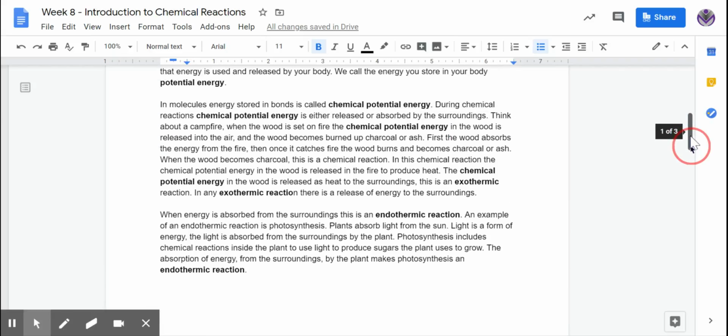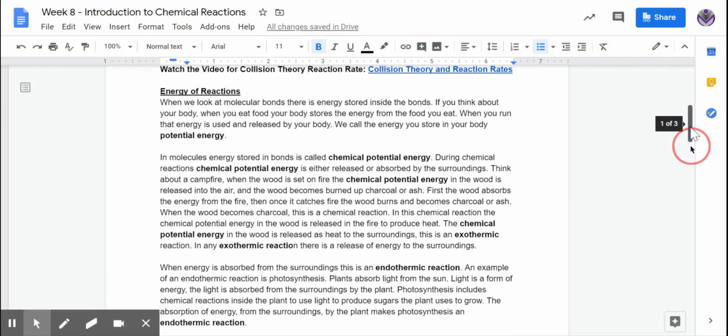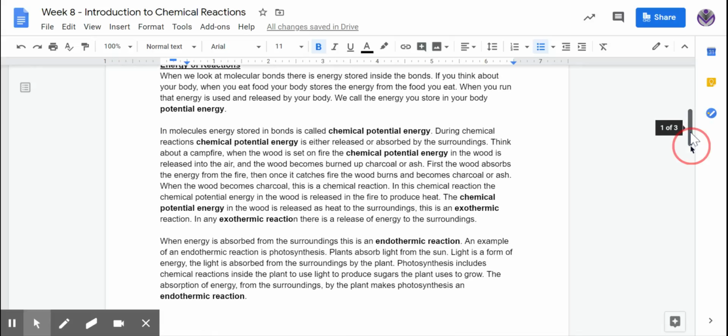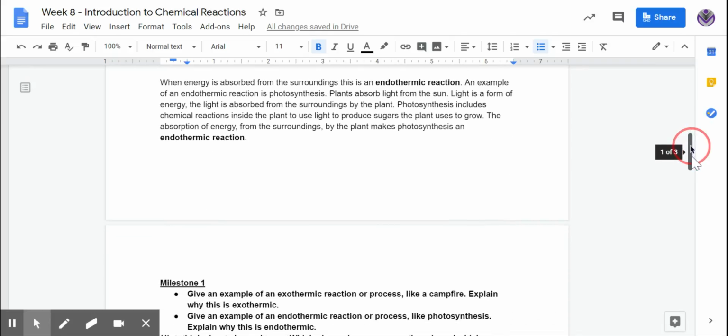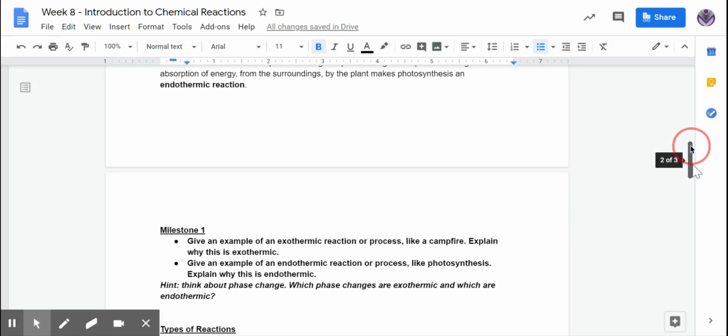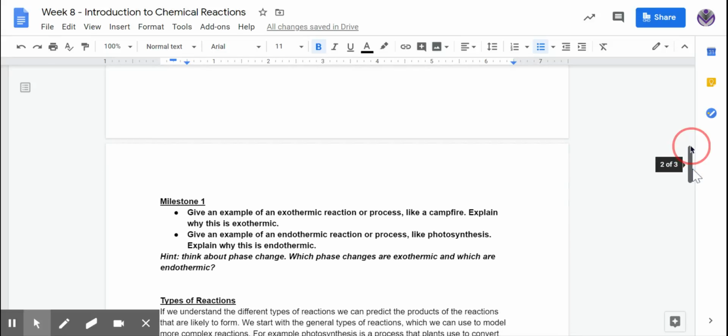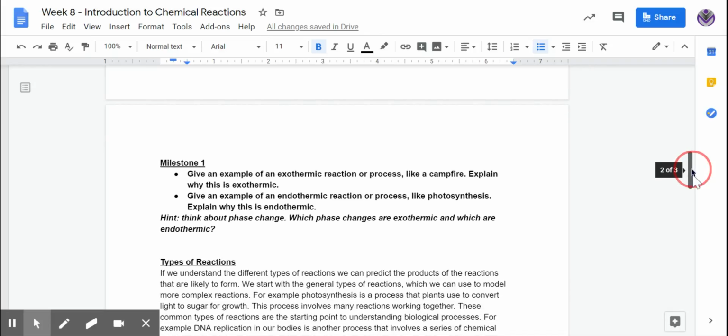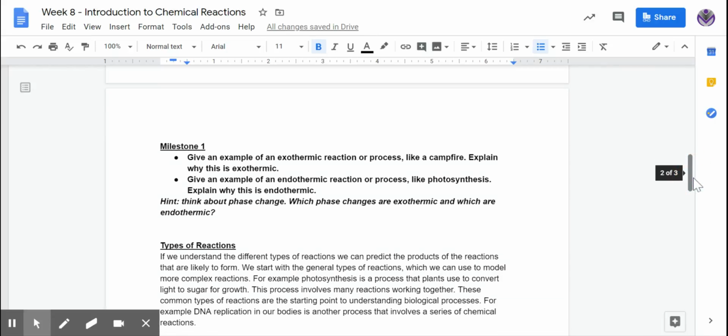Okay, so those are two situations where we have a chemical reaction, what's happening with the energy, and we want to be able to understand that. So for the first milestone, I want you to think about an exothermic and an endothermic reaction or process. The hint is you could think about phase change, what's happening with the energy of phase change, but also see if you can come up with a chemical reaction where you have an exothermic reaction and an endothermic reaction.